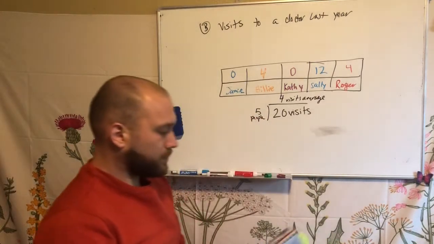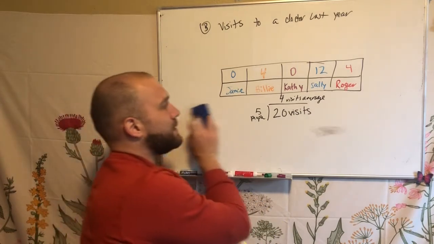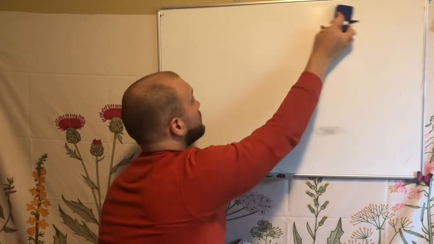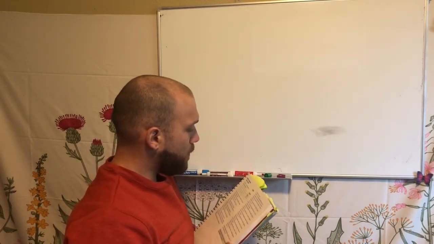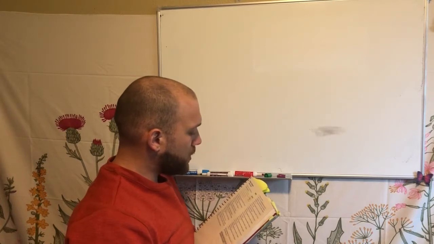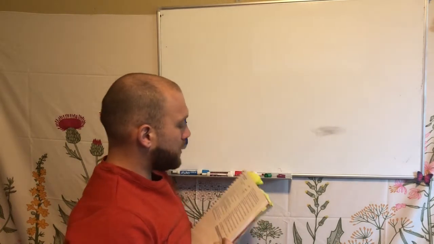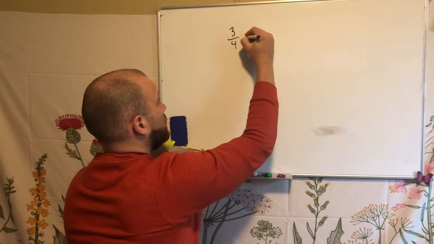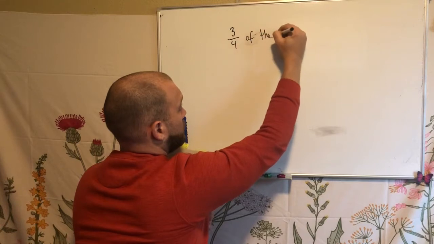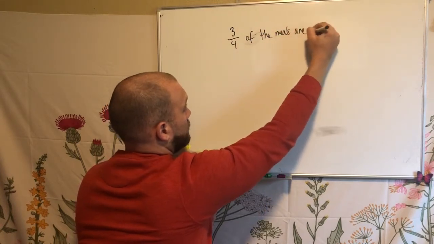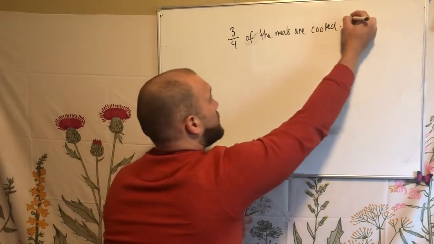All right. So, find part 4 in your textbook. We're going to switch gears into sentences. So, item A in part 4 in your textbook says 3/4 of the meals are cooked. There are 48 uncooked meals. 3/4 of the meals are cooked. There are 48 uncooked meals.